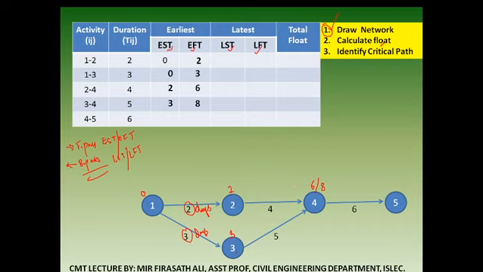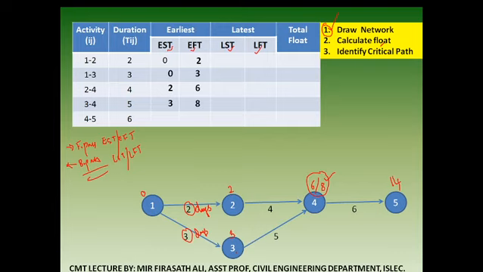Now we have got 2 times at this junction 4. So in forward pass calculation, which time will you take? You will take the greater time. So the earliest start time of activity 4 will be 8. 8 plus 6 is how much? 14. So the project will complete in 14 days.